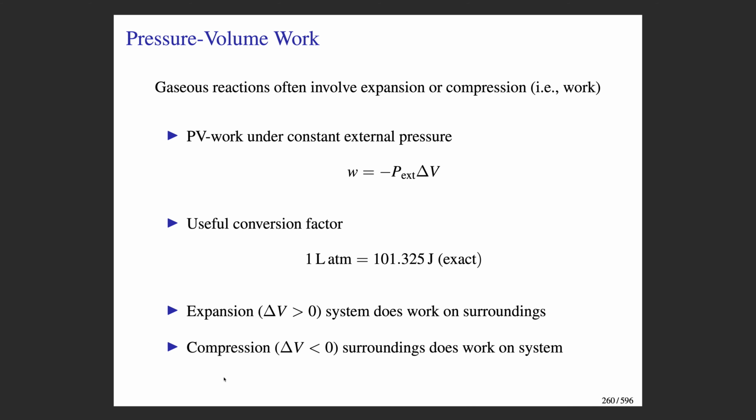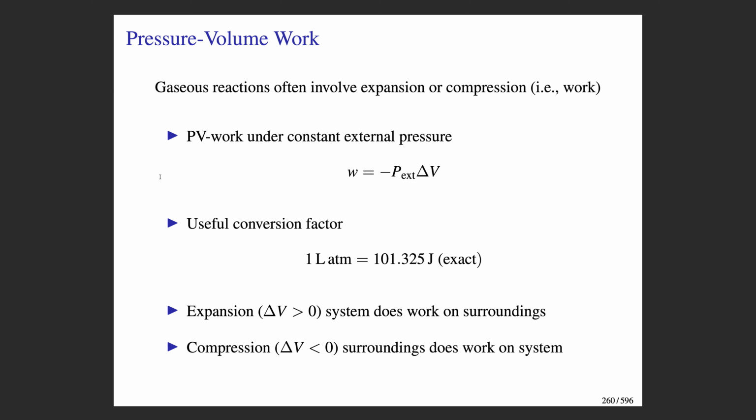For chemical reactions, the most common form of work that we encounter is so-called PV work, where you have a gaseous reaction that involves either an expansion or compression of the system. And when the system expands, when the volume of the system gets bigger, we say that the system is pushing against the surroundings. That is, the system is doing work on the surroundings. Contrast that when you have a compression, the volume of the system decreases. That's due to the surroundings doing work on the system.